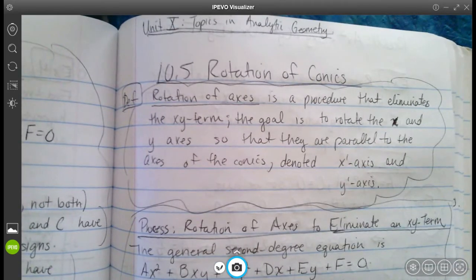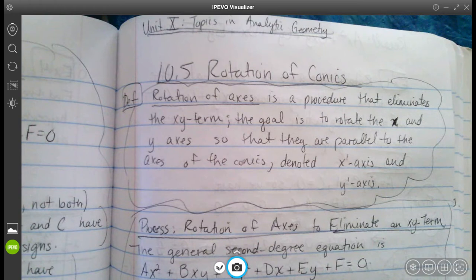In this video, we're going to cover section 10.5, Rotation of Conics, still part of chapter 10, Topics in Analytic Geometry. FYI, the examples are lengthy, so we're going to do one part of another and then one really quick one, and we'll probably finish the second one in class because it's kind of long. Here we go.